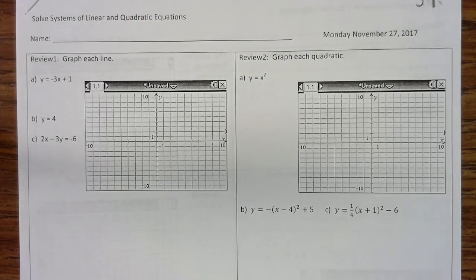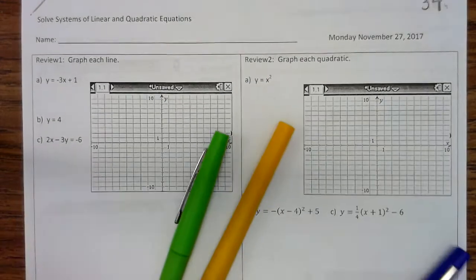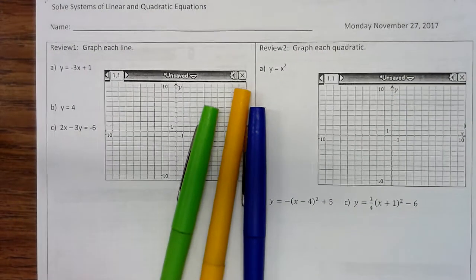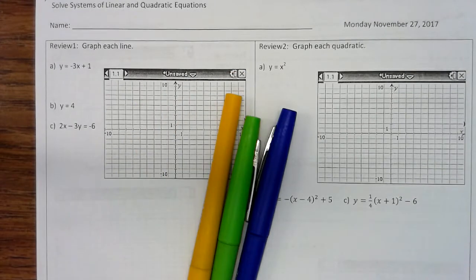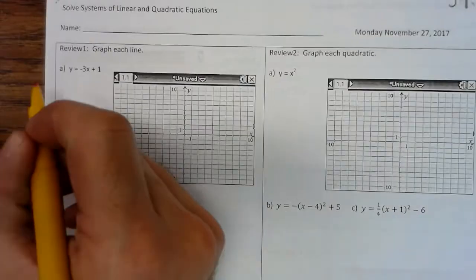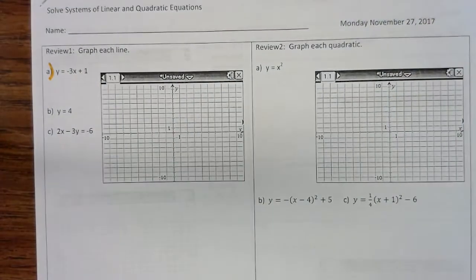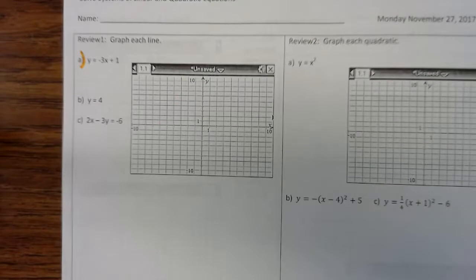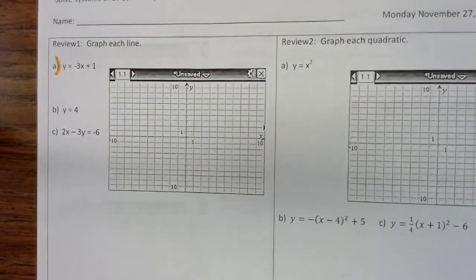All right, so we're going to review graphing linear lines in review 1. Now, I'm going to use 3 different colors for the lines. I'm going to use yellow, green, and blue. You could use different colors, but you can use those if you want. So I'm going to graph the first line in yellow. Okay, let me zoom in a little bit so you can see it better.